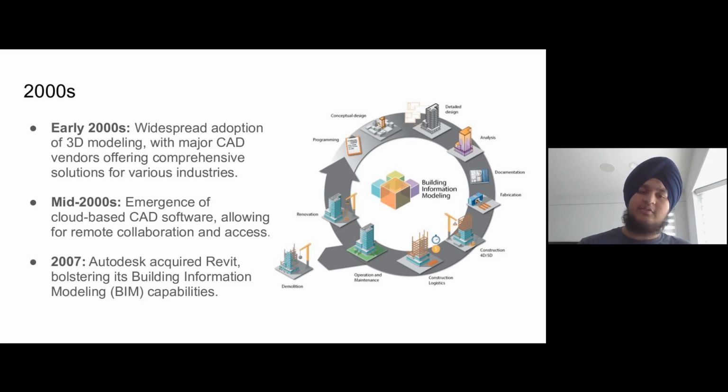So in the early 2000s, there was widespread adoption of 3D modeling, with major CAD vendors offering comprehensive solutions for various industries. Basically, during the 2000s, CAD software became more adopted by other industries, such as engineering, architecture, and civil engineering, and because it became more revolutionized, it became more versatile for these industries. In the mid 2000s, cloud-based CAD software allowed for remote collaboration and access.